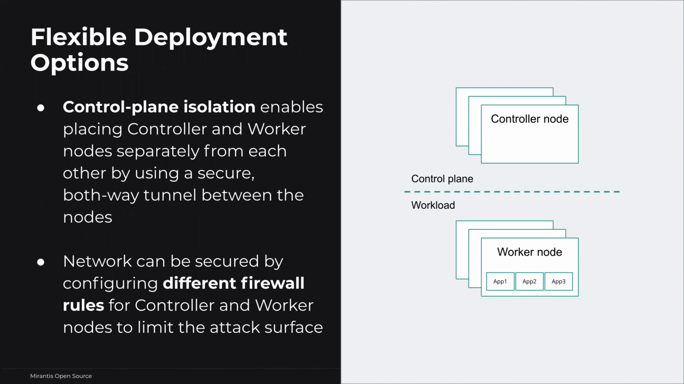One of the main technical differences between K0s and most other distros is this control plane isolation. By that, what we mean is that they're actually running fully isolated. There's no containerd, there's no kubelet running on the controller nodes by default, which means that you cannot schedule workloads there either on purpose or by accident.